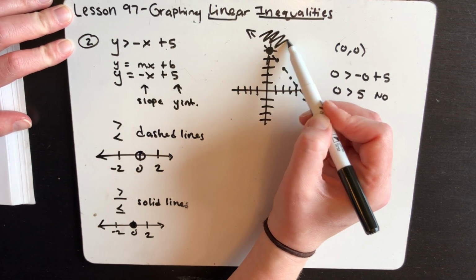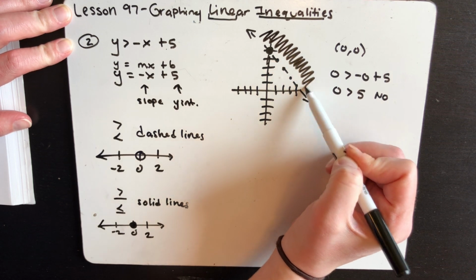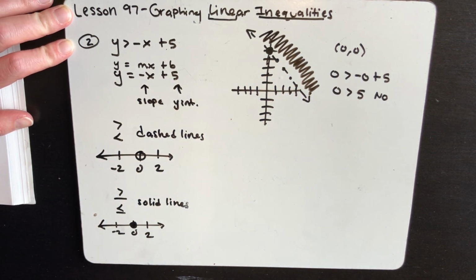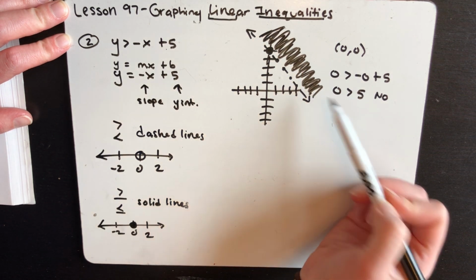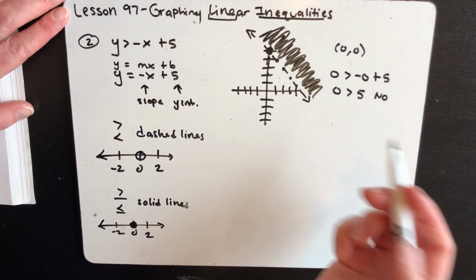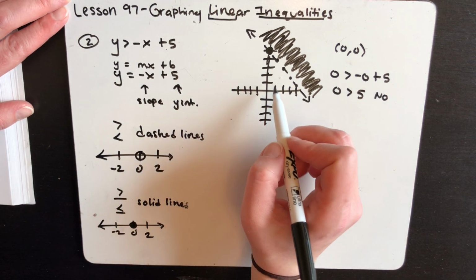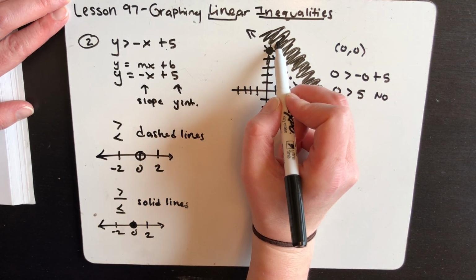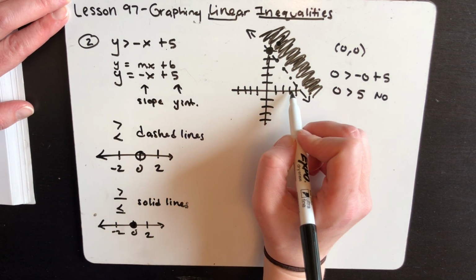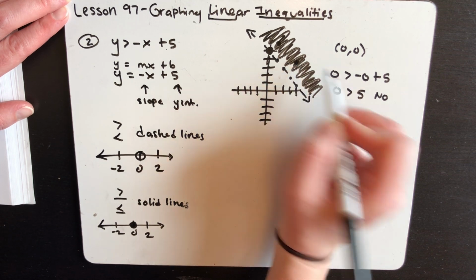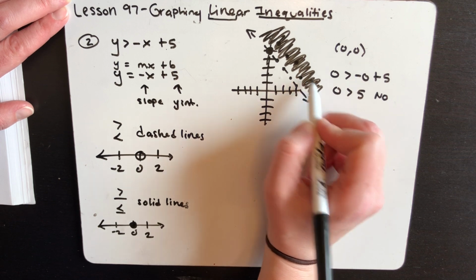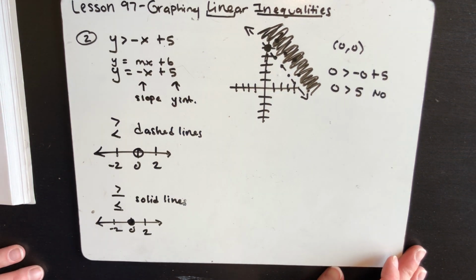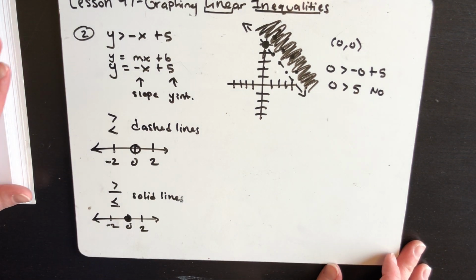Instead, I'm going to shade the opposite way of (0, 0), which means that any coordinate that is on this side of the line I graphed would be a solution. So one of my solutions could be (1, 6). That would be right about here, right? I could have (3, 4). I could have any point that is in this shaded region of the graph. All right, let's look at another one.